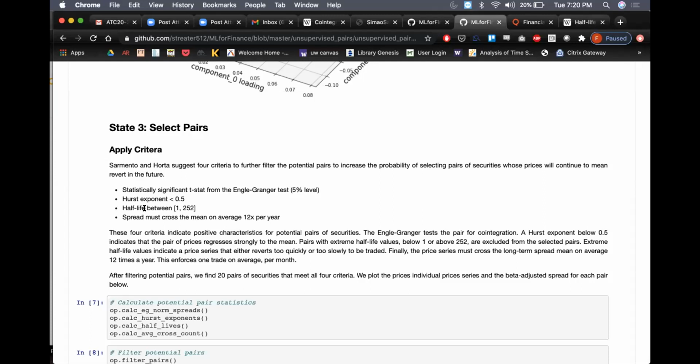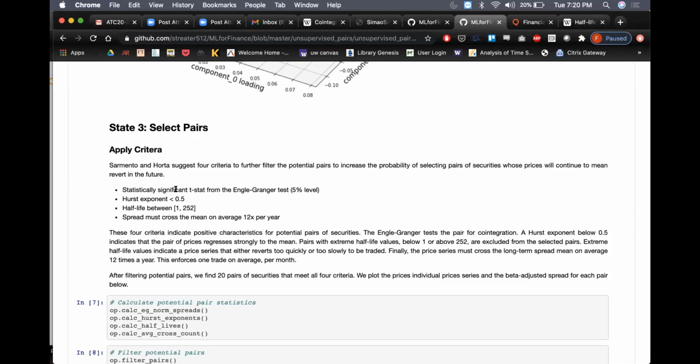The third criteria that the authors suggest is a half-life in between 1 day and 1 year, or 252 trading days. And this is so the half-life is the time that it takes a value to revert to half.